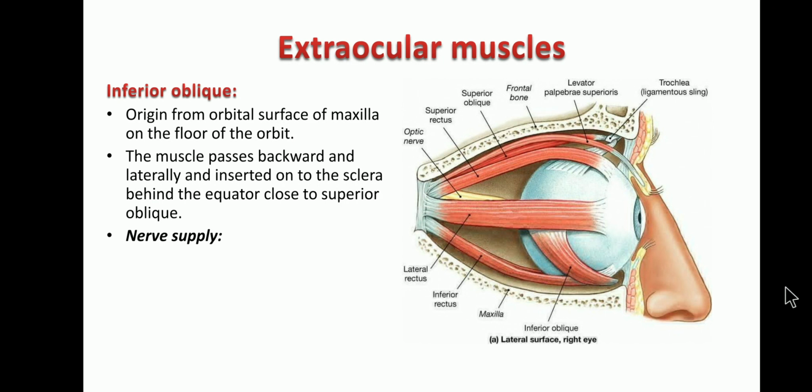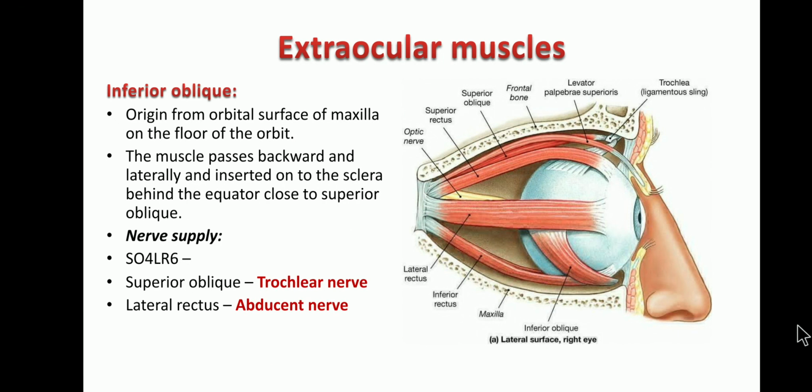Nerve supply. The 4 recti muscles, superior rectus, inferior rectus and medial rectus, except the lateral rectus, and one of the oblique muscles, inferior oblique, are supplied by the oculomotor nerve. So the dictum is SO4 and LR6, which is superior oblique is by the 4th cranial nerve and lateral rectus is by the 6th cranial nerve or the abducent nerve. Superior oblique and lateral rectus.